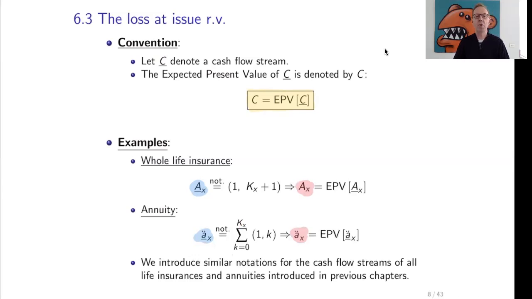So we will introduce similar notations for the cash flow streams of all life insurances and annuities introduced in previous chapters. We have introduced a lot of notations for actuarial values of life insurance and annuities in the previous chapters 4 and 5. Well, if we underline these notations, then we mean not the actuarial value of that life insurance, but its underlying cash flow.